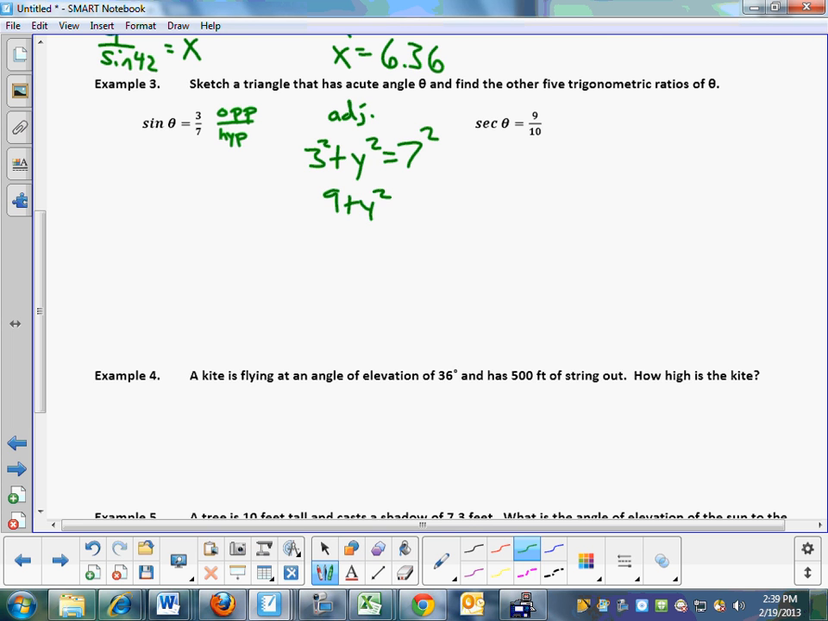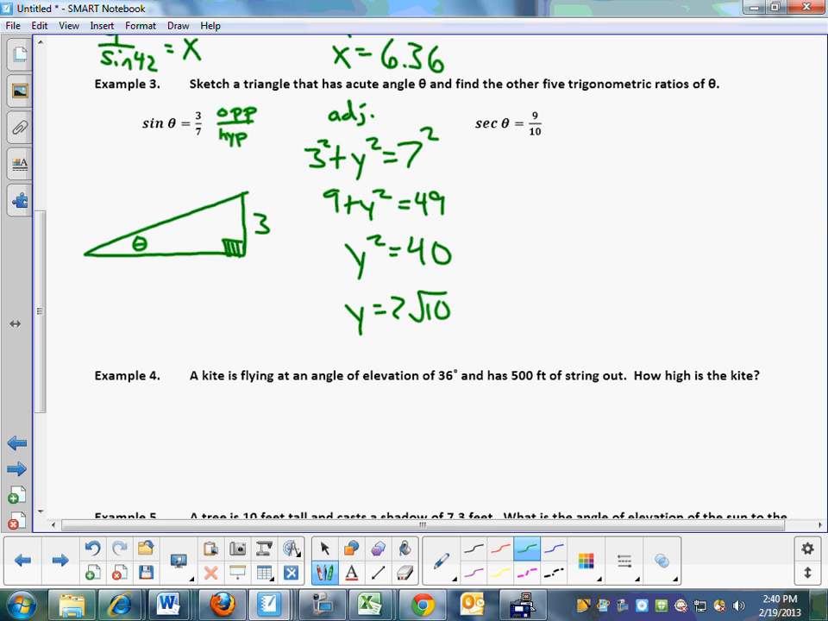So 9 plus y squared is equal to 49. So y squared equals 40. y is 2 roots of 10. So that's definitely bigger than 3. So it looks like 3 is going to be my smallest side, and that's the opposite side. So I should label theta. Should put a 90-degree angle in there. My opposite side is 3. My hypotenuse is 7. And y is going to be 2 roots of 10.